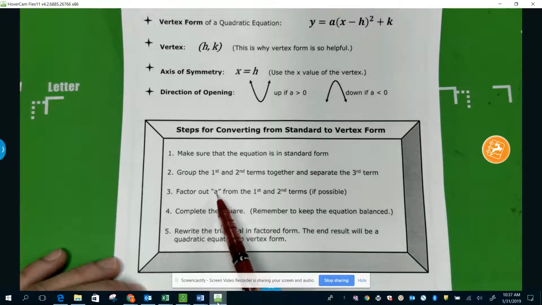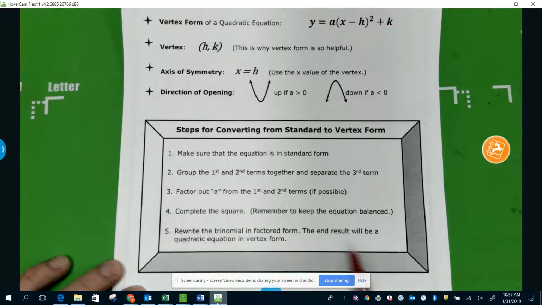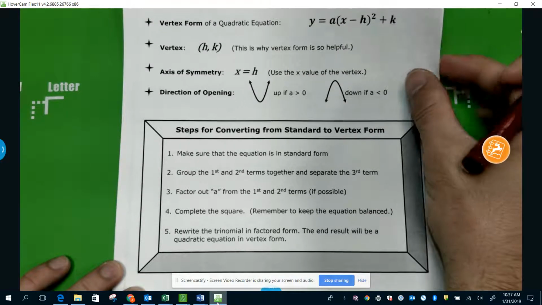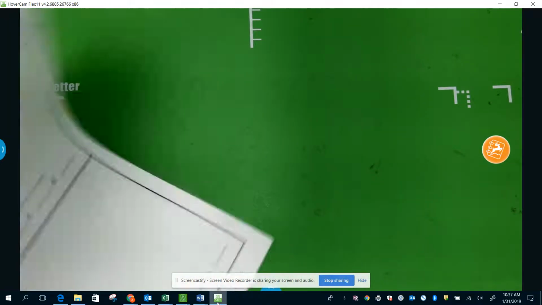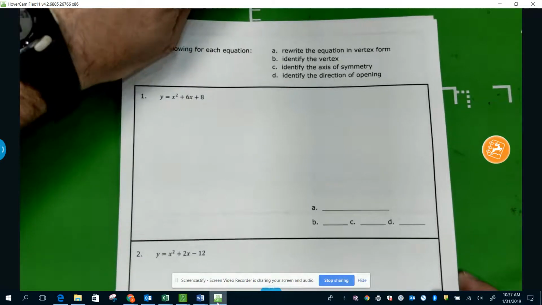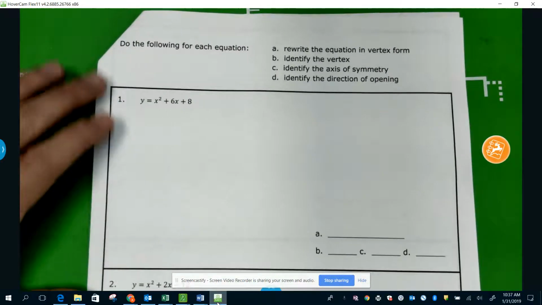We need to make sure that our a value is a 1. So we're going to take the GCF of those first two terms so we can make sure our a value is a 1 before we fill in those blanks. Then we're going to complete the square so we can fill in the blanks. And then we're going to rewrite our equation to where it's in vertex form. So let's look at some examples here. Our equation here is in standard form.